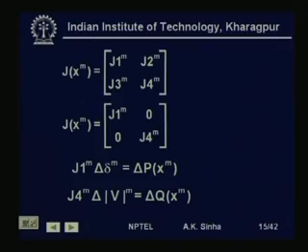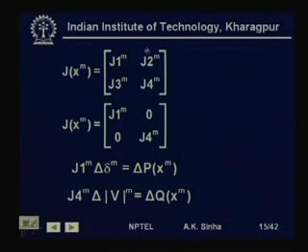This also tells us the same thing, that there is a strong coupling between P and delta and Q and V, and a weak coupling between P and V and Q and delta. Therefore, if we take advantage of this weak coupling, we can neglect the submatrices J2 and J3, that is, we can make them 0. So, we now have the Jacobian matrix consisting of submatrices J1 and J4 only.